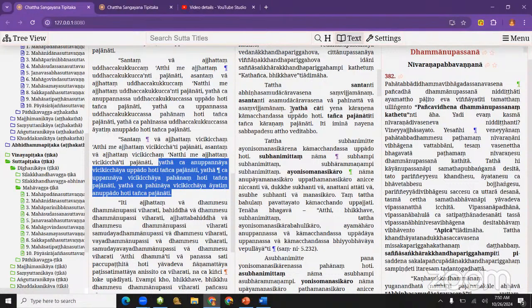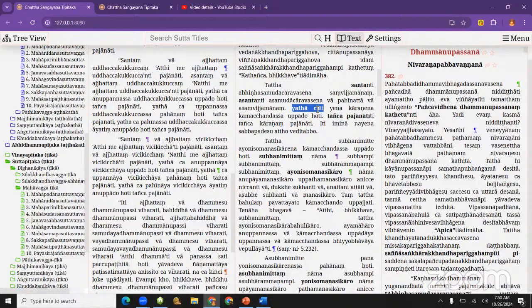Yathacha. What does this yathacha mean? Yena karanena kāmachandasa upado hoti. That is the yatha. That means the meaning is in relation to what or how the sensual desire comes to arise. That is the yatha, right? The meaning of yatha is that. That's why I explain it as how or in whatever way. For example, in this way, yathacha pahinaya vichikichaya ayatin anupado hoti tancha pajanati.